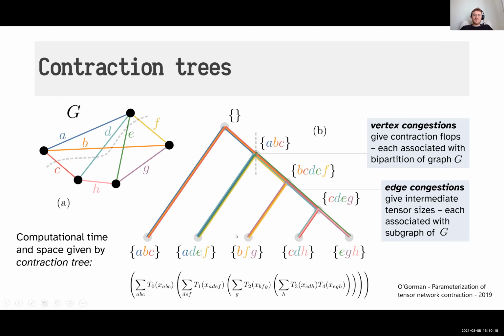Basically, the indices from each of these leaf tensors travel up through the tree, and at each vertex in the tree, they either annihilate or continue. And based on the vertex congestion, so just the number of indices passing through this, you have an exact expression for the number of flops associated with multiplying those two tensors together. And each of these vertices also corresponds to a bipartition of our original graph G. And then you can also think about the sizes of the tensors, which is just given by the edge congestions. And each of these is a subgraph of G.